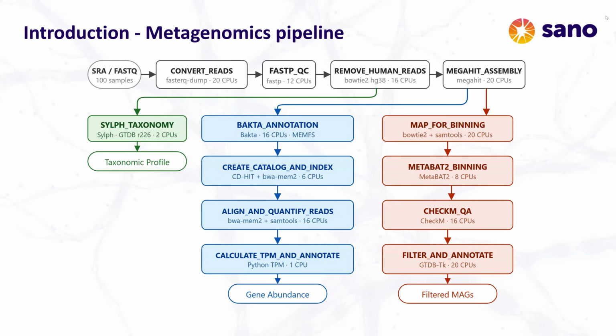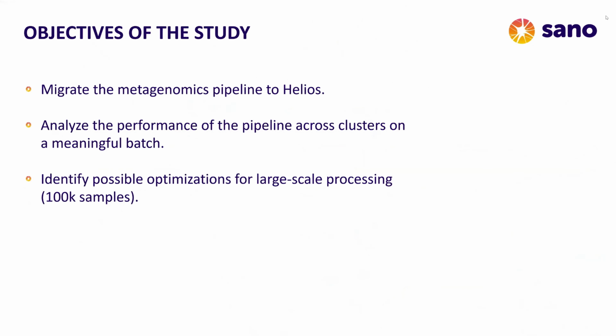We developed it originally for the Ares supercomputer, and our goal was to migrate to the newer and better Helios supercomputer, which was made publicly available a few months ago. We wanted to analyze the performance improvement between the supercomputers on a meaningful batch, and also find possible optimizations for large-scale processing. That was our goal in the research, scaling from 100 samples to 100,000 of those RNA sequence samples.